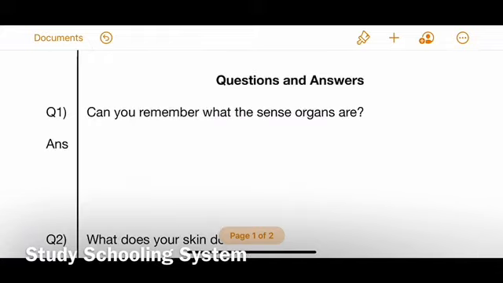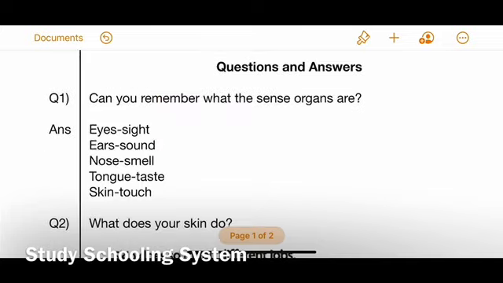So let's start. Question number 1 is, can you remember what the sense organs are? Remember, here you have to answer all the 5 senses. So the body parts and the sense. We already revised this in the earlier image. So this question's answer is eyes for sight, ears for sound, nose for smell, tongue for taste, and lastly, skin for touch. Make sure you write all these 5 and you remember them.